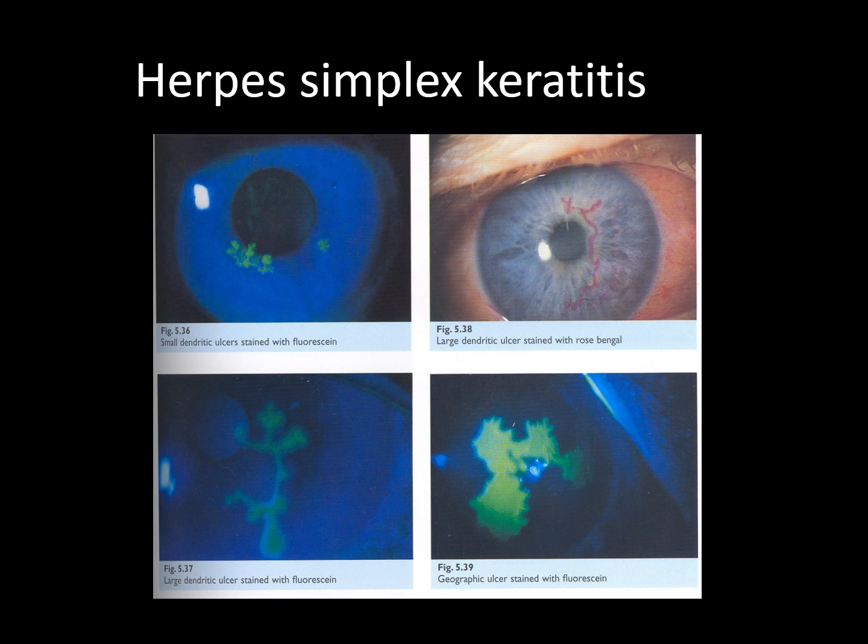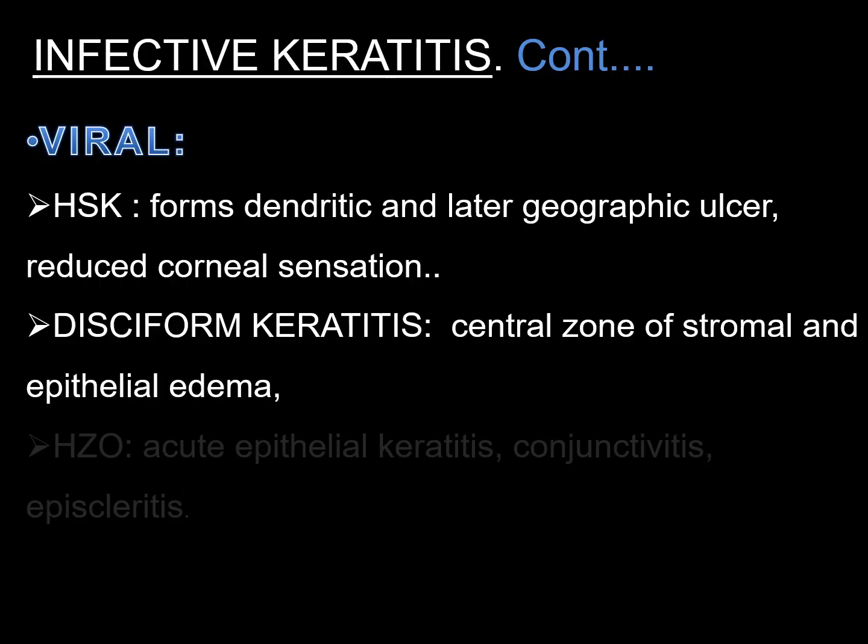But if it's left to grow unchecked, if the patient hasn't been treated with topical Zovirax, what will happen is that these dendrites will eventually thicken and cause something that looks like a continent or an island, and that is why it's called a geographic ulcer. So this is just the latest stage of dendritic ulcer, of herpes simplex keratitis.